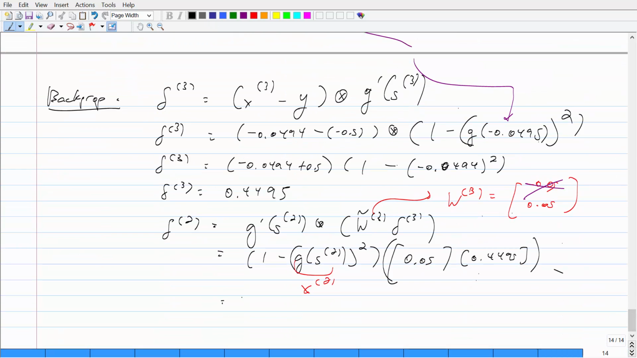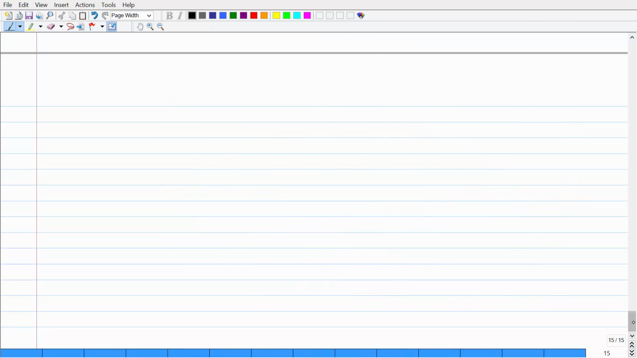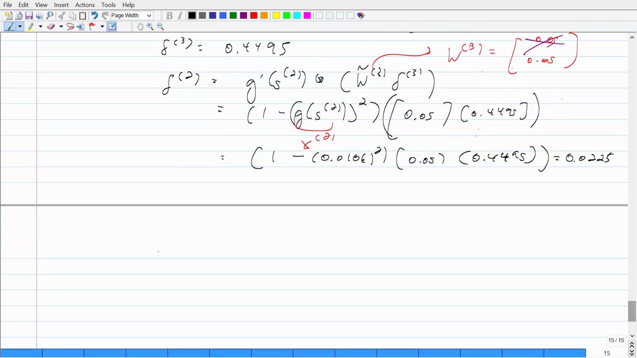So just calculate 1 minus 0.006, and whatever this number is. When you calculate this, finally, we get 0.0225. That's the sensitivity between the first and second hidden layer. And finally, you want to calculate it between the input and the first. Just do the same computation again, but going backwards one layer.